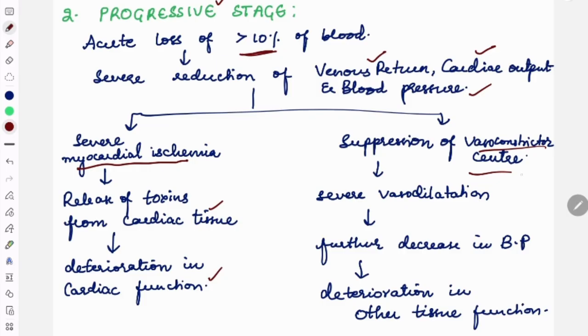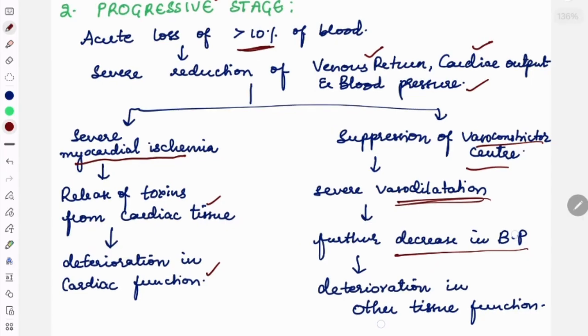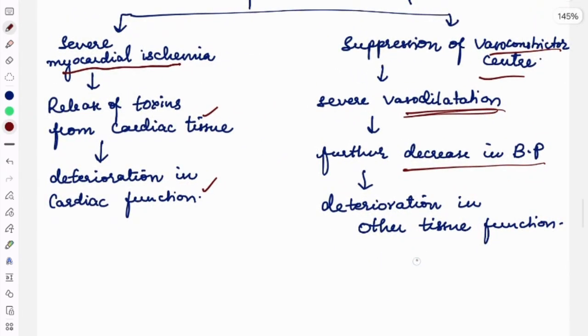Now, what happens when there is suppression of the vasoconstriction center? It will lead to severe vasodilatation. What is the role of the vasoconstriction center? The name itself suggests that it causes vasoconstriction. So whenever there is suppression, it will lead to severe vasodilatation, and further it will lead to a decrease in BP, we know that very well. That will also lead to deterioration of other tissues' function. If the blood pressure is low, then the blood flow to the other organs will be low, so the other organs' function also will deteriorate.